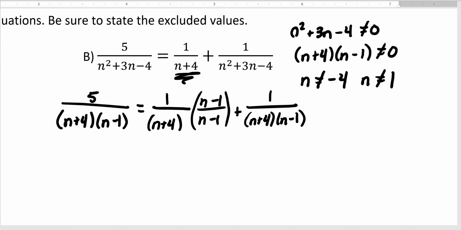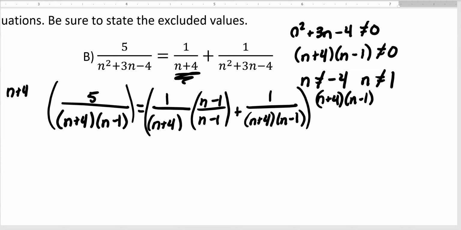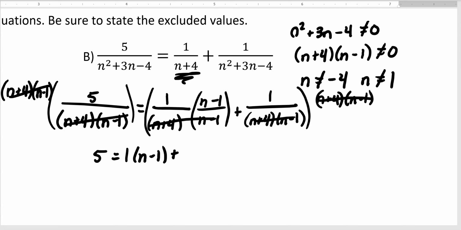Fantastic. So, now that these all have common denominators, I can multiply both sides of the equation by n plus 4 times n minus 1. Again, both sides get multiplied so that they stay equal, of course. And that forces all of them to divide out. Now, what am I left with? I'm left with 5 equals 1 times n minus 1 plus 1. So that means 5 equals n minus 1 plus 1. Well, negative 1 plus 1 is just 0, which means that n equals 5.